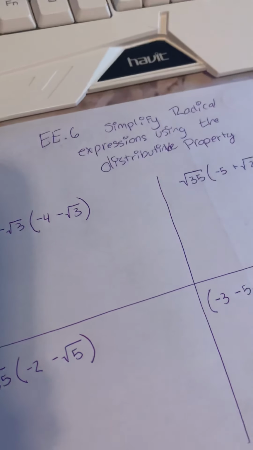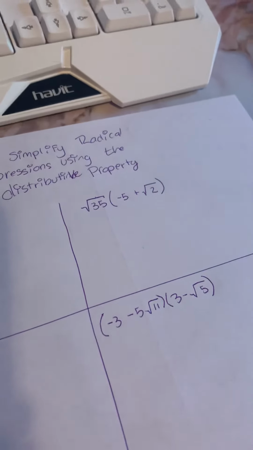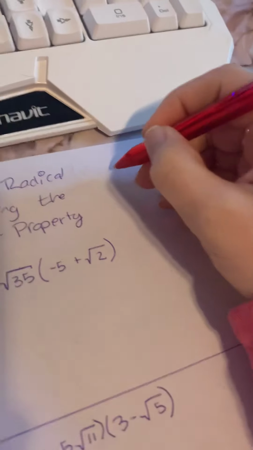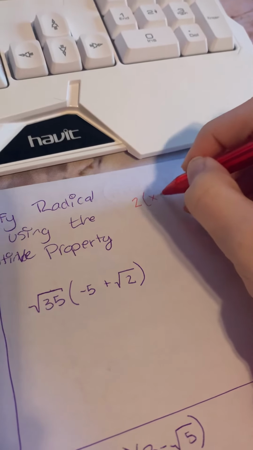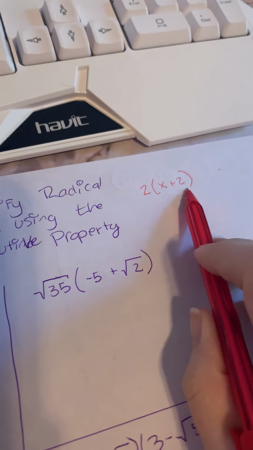All right, here we are, IXL EE.6, simplifying radical expressions using distributive property. So remember, distributive property is what we get. I'm going to do a really simple one just to make sure we remember. Something like this, where there's something on the outside and then some stuff on the inside.